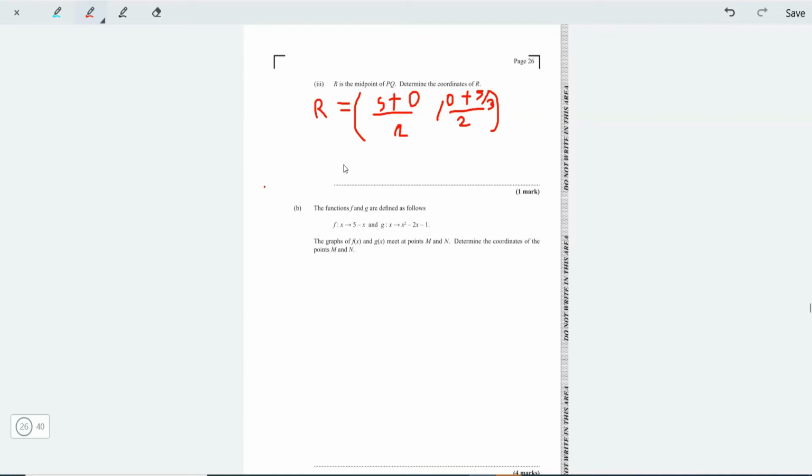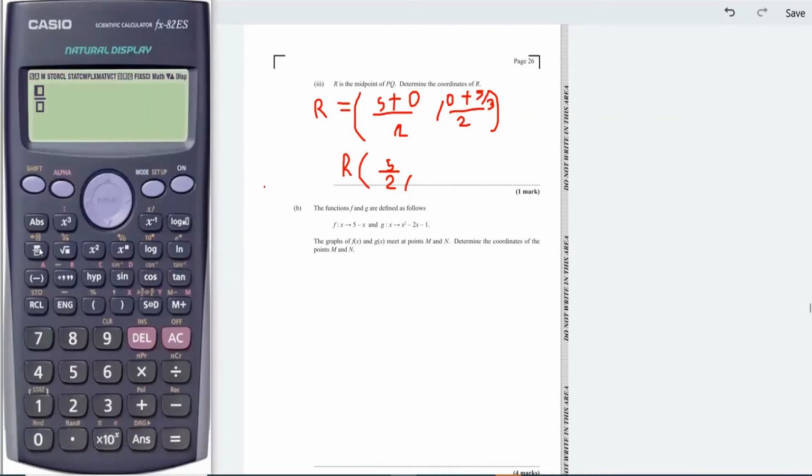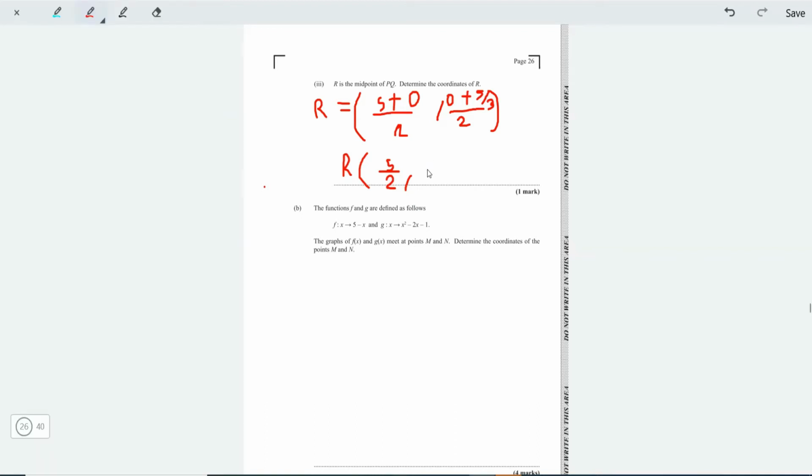So when you work it out, R is just going to have coordinates 5/2. Some people might want to write that as 2.5. And 5/3 divided by 2, that should be 5/6. But if you're not sure, you can just do this: 5/3, and then you divide it by 2. You get your 5/6 if you're not sure. So that's the midpoint, meaning that's the coordinates of R.